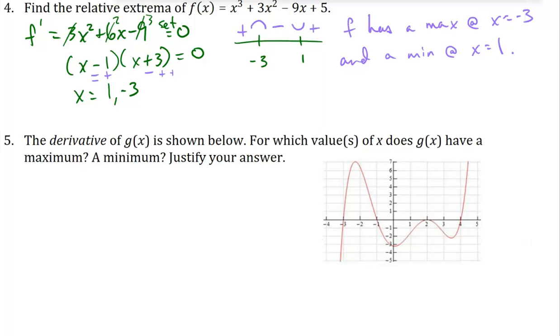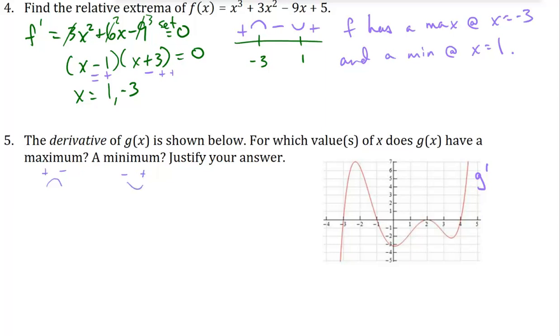Okay, one more here. So this is the graph of a derivative. Okay, the derivative of g is shown. Let's label this. This is g prime. And it says for which value or values of x does g of x have a max or a min? Okay, so once again, a max is when the derivative changes from positive to negative because we have a positive slope then a negative, and a min would be negative to positive.